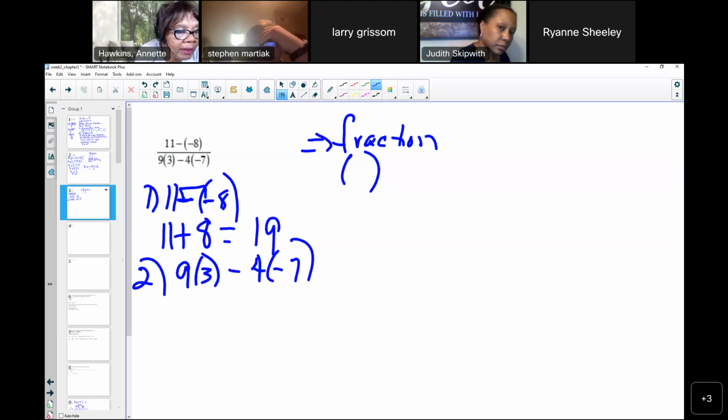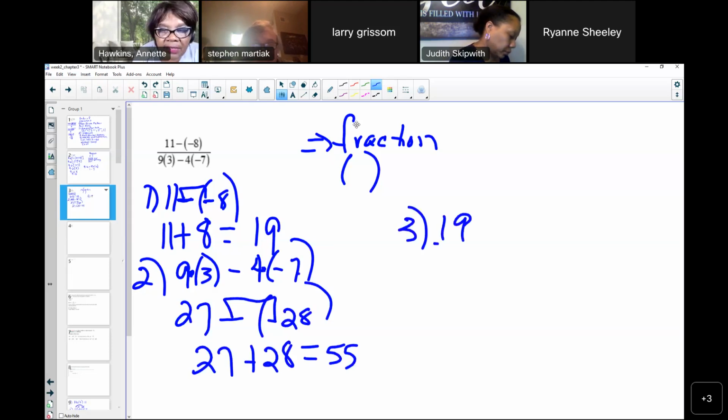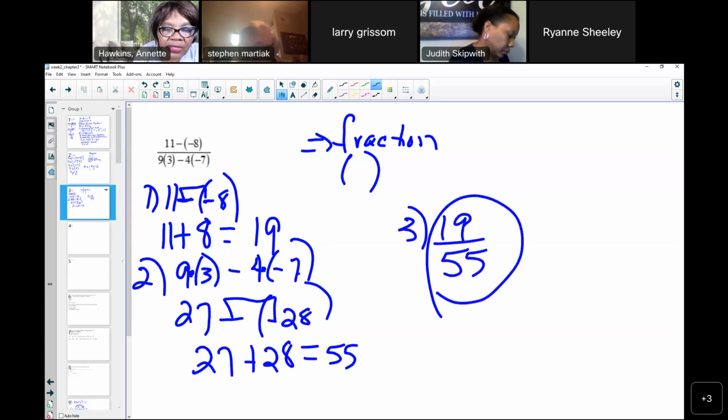Now, this is multiplication, and this is multiplication. So this is 27 minus 4 times a negative is a negative. Okay? See, we got these two negatives coming together again. 27 plus 28, and we get 55. So we put our answers together, 19 over 55. So we see that Tyler was correct. Any questions about this?